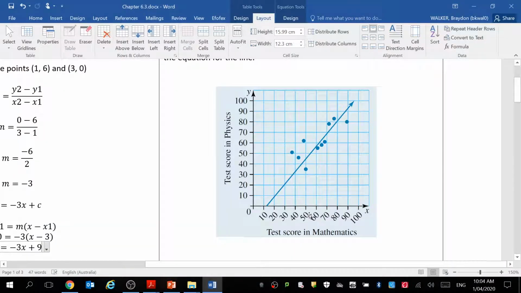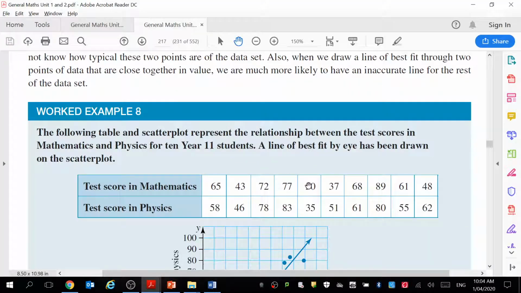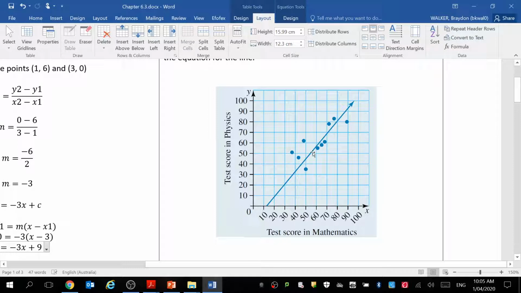It's 55, wasn't it? Oh, it's 50, sorry. 50 and 35. And there we go. 50 and 35. So that point lined up there. Now, what they've done is they've then gone and made what's called a line of best fit.